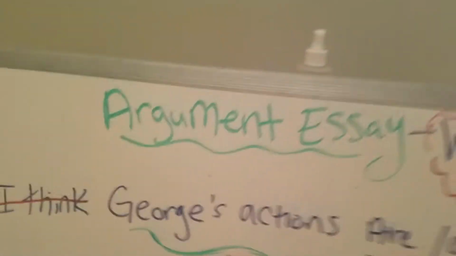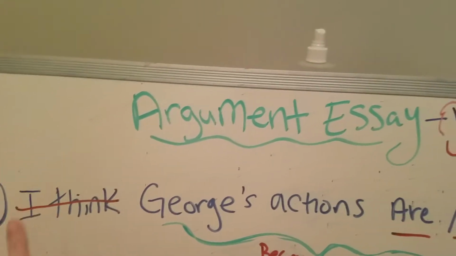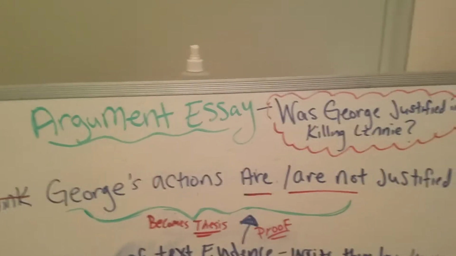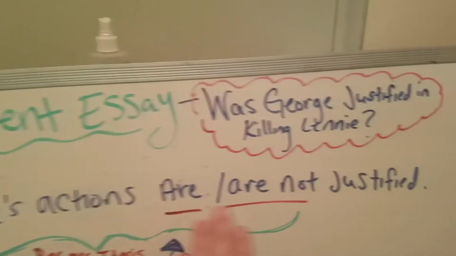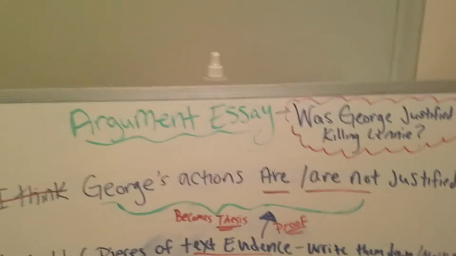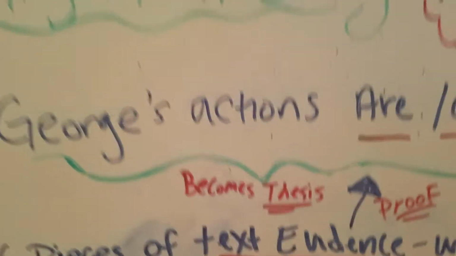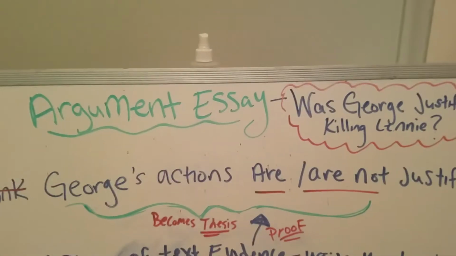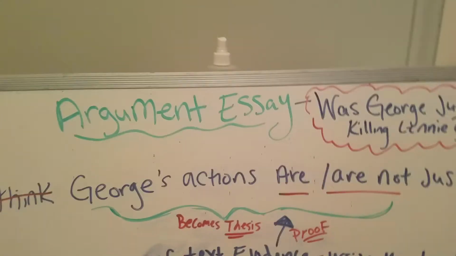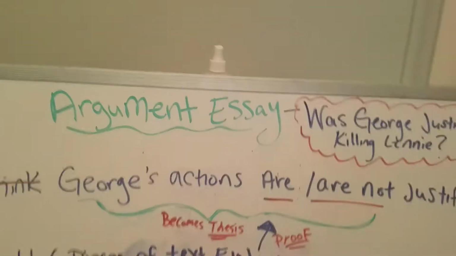And if you have something like I think or I feel, get rid of it, okay? Cross that out. We know you think and feel these things because these are your words. So George's actions are, or George's actions are not. Make a decision about one of those two. And this will become your thesis statement. This becomes the basis for your paper. Everything else you're going to write to prove whether he was or was not justified.